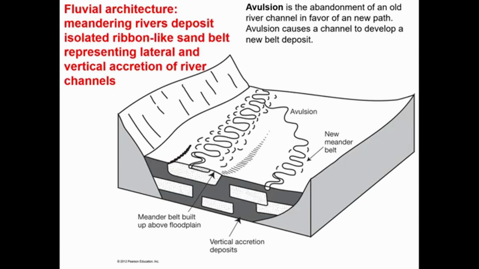Another thing I want to show you is that you need to remember this word, avulsion. Avulsion is when the meandering river abandons the old river channel and creates a new path. This action causes avulsion.